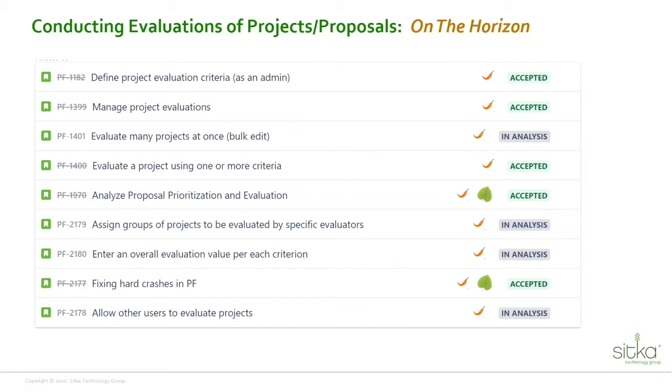Another one is what we kind of hinted at previously, the ability for an administrator to assign groups of projects to be evaluated by specific evaluators. That, together with this bottom one down here, allow other users to evaluate projects. As an administrator, you'd basically be able to say, okay, I'm going to define a group of people who can evaluate the project, and then I'm going to assign them to a group of projects. So that's a way that you can kind of delegate out the ranking or prioritization process.